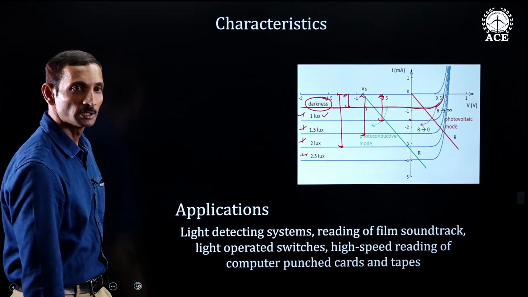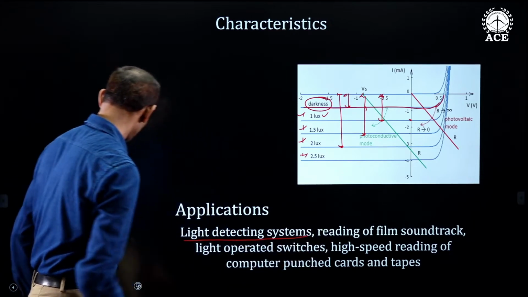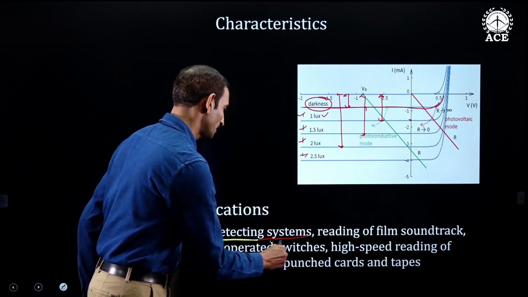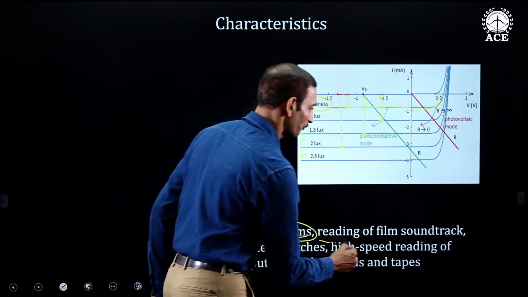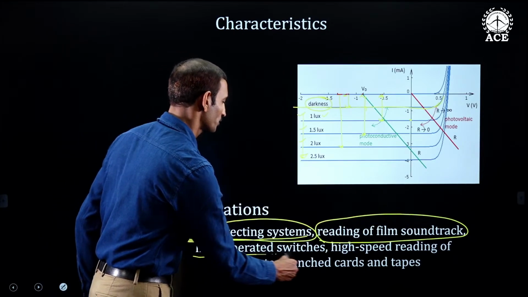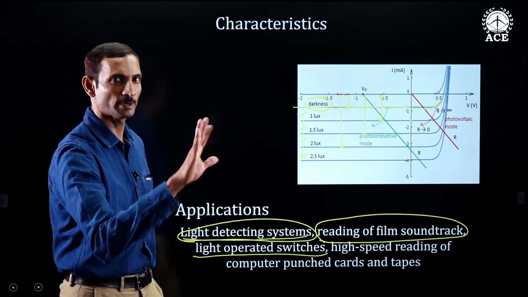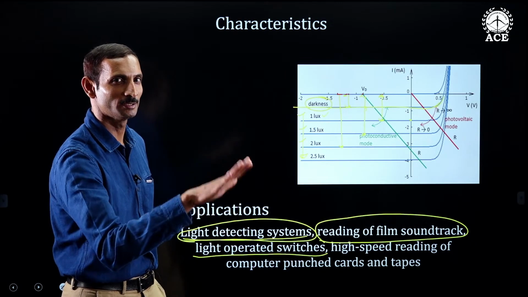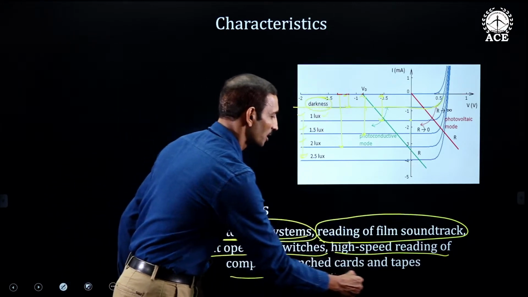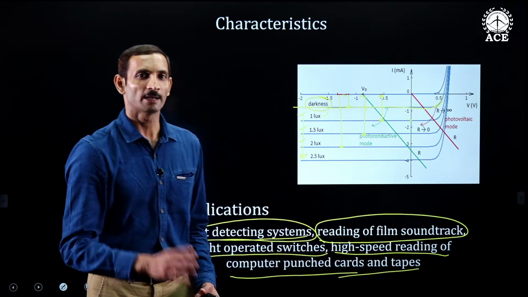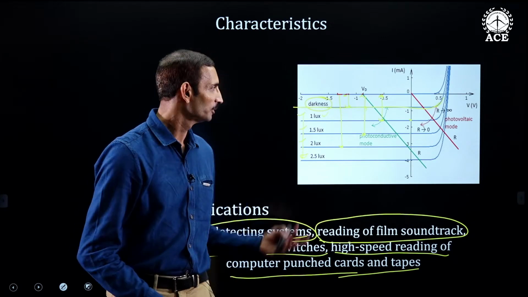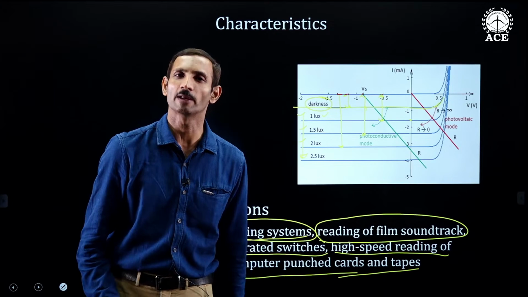Right, what are the applications? These are used in light detecting systems, mind you, okay? They are used in light detecting systems, and then reading film soundtracks. PIN diodes and photodiodes are also used in light operated switches, based on light, which will be on and off, so the light intensity would actually decide things. Then high speed reading of computer punched cards and tapes, and at the receiver end of the fiber optic communication system, these diodes are used. This is all about the PIN diode.